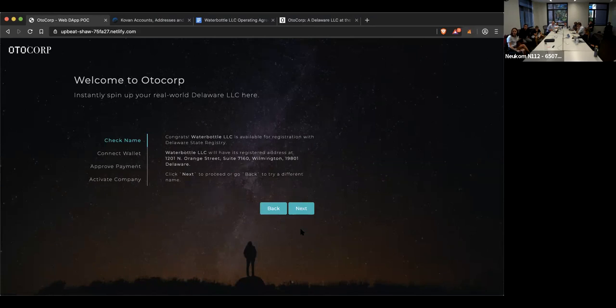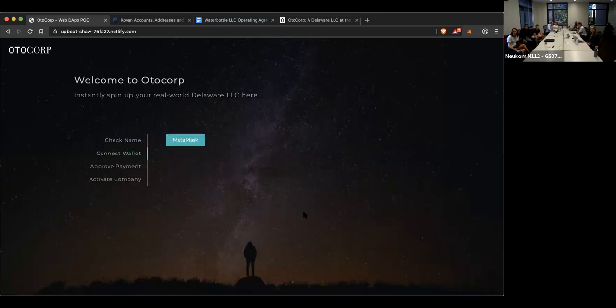We give you a registered address in Delaware because we are formation agents in Delaware, because you do need a registered address for service for any company in any state in the United States. So we're clicking next. We're asked to, for now, connect our MetaMask. We'll have the hardware wallets as well. So let me do that. Let's now all close our eyes when I type in my password with all my crypto sitting in there.